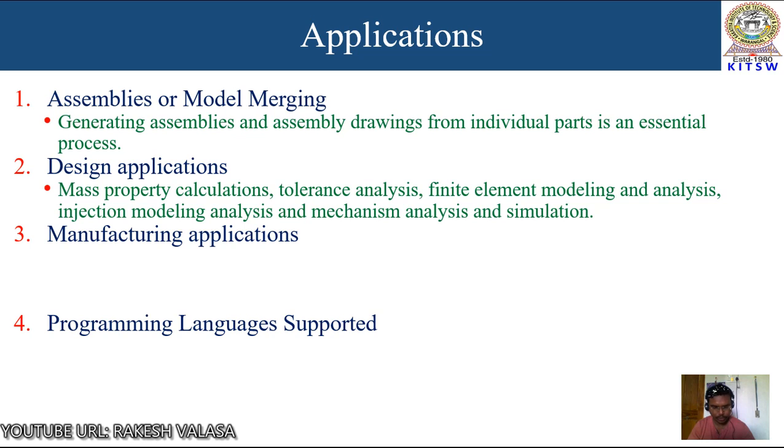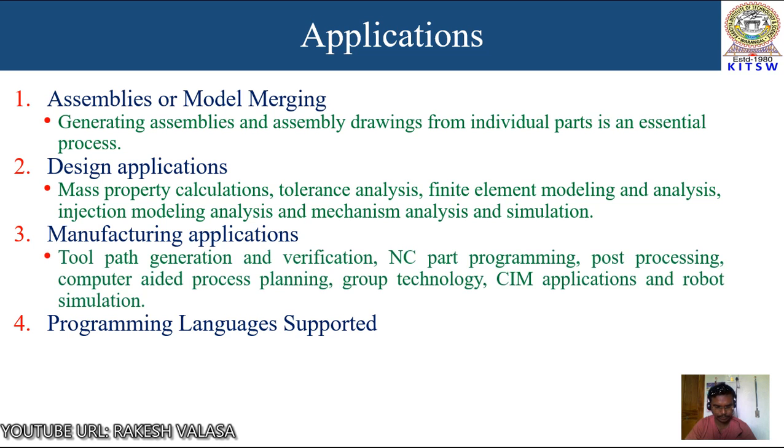Some packages might require clumsy user input, while others might lack the proper way to display results. The third important application is manufacturing applications. The common packages available are tool path generation and verification, NC part programming, post processing, computer aided process planning, group technology, computer integrated manufacturing applications, and robot simulation. It is essential to ensure that the CAD and CAM applications that are provided by the system are truly integrated.